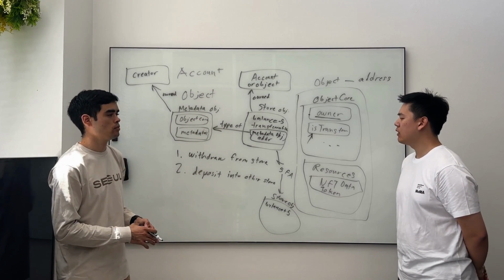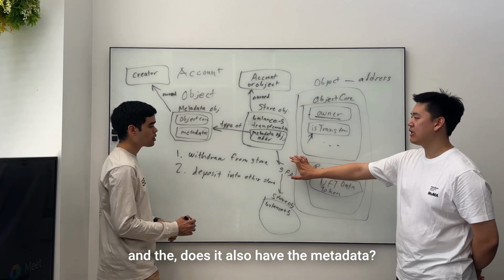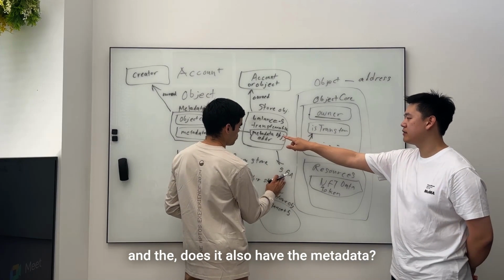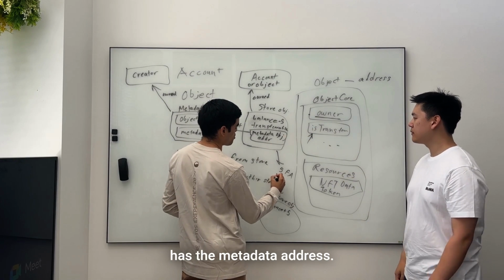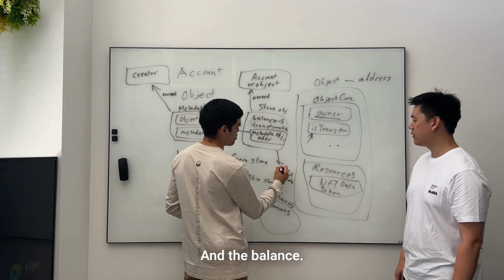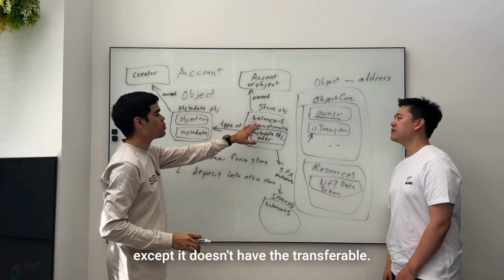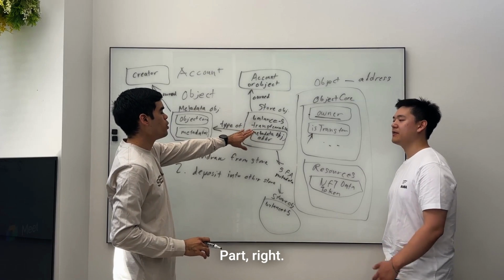And what is inside of this hot potato struct? Just the balance? Does it also have the metadata address? Yep, it's exactly the same as this. It's the metadata address and the balance. So whatever is inside of the store object is pretty much the same, except it doesn't have the transferable part, right?